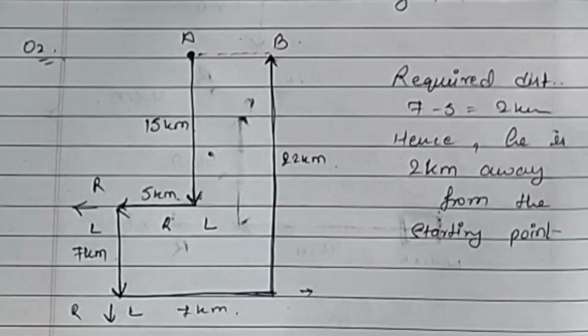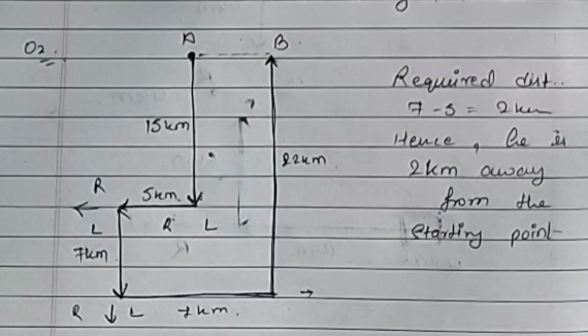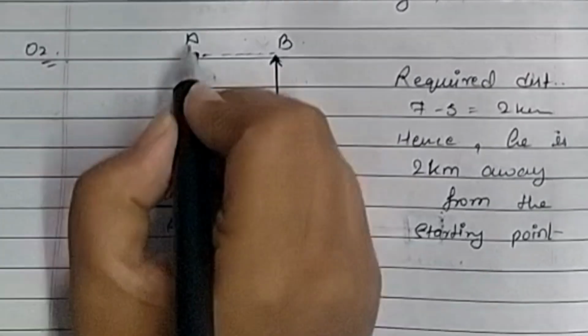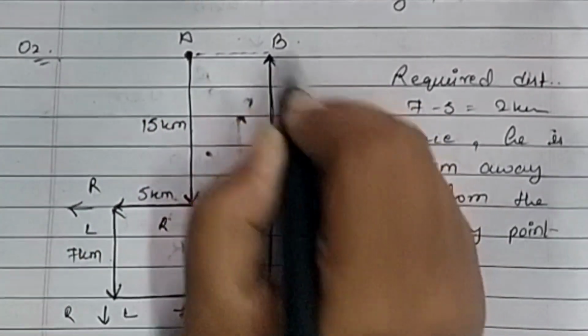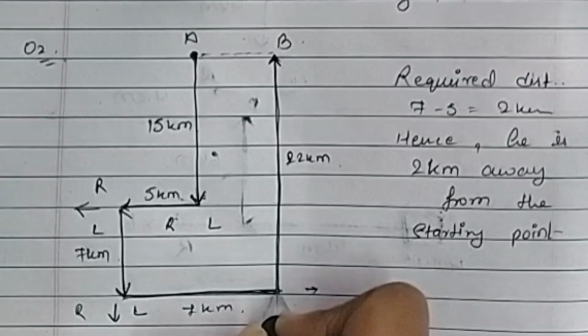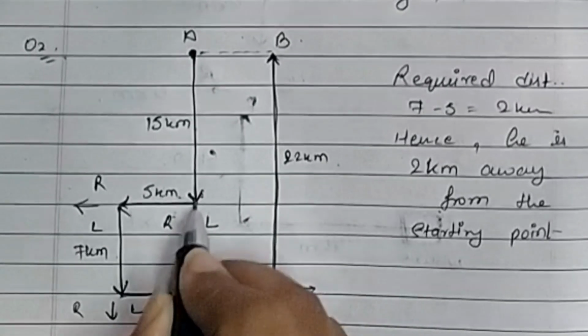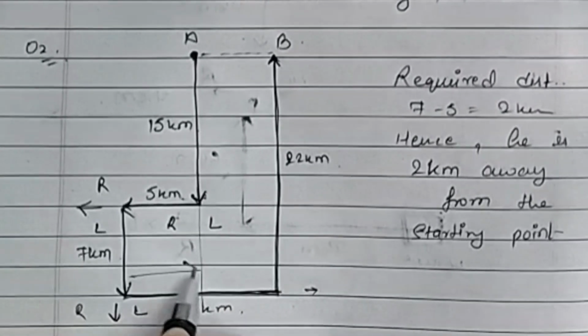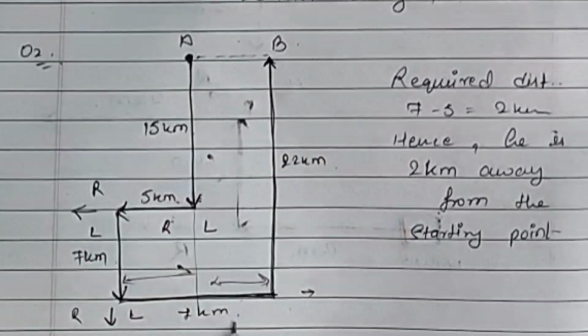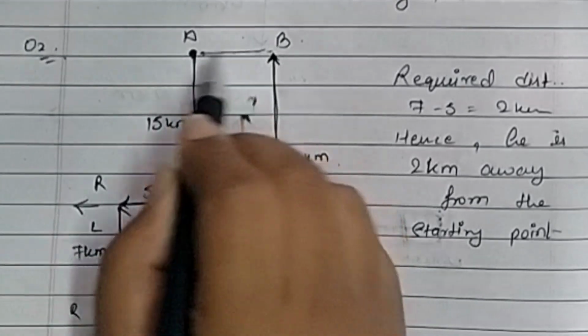Now the thing is, we have to find the distance between the final and the starting point. So starting point is here, final point is here. The whole distance is 7 kilometers, and we have to subtract this distance to find this distance, so that it will form a rectangle and this will be equal to that one.